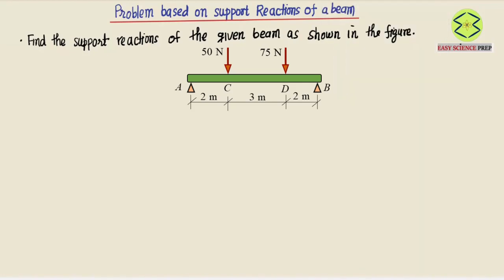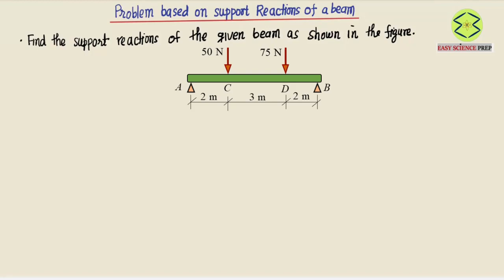So we have a beam AB, and the beam is a simply supported beam. For this beam, we have a point support at point A and a point support at point B. There are two forces acting. The forces are point loads acting at point C and point D in between. So we need to find out the support reaction.